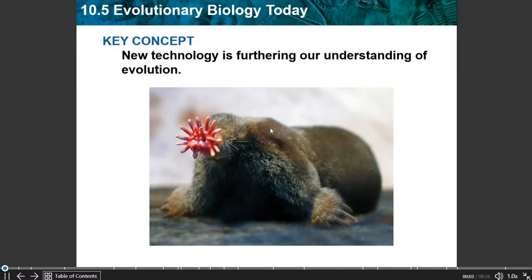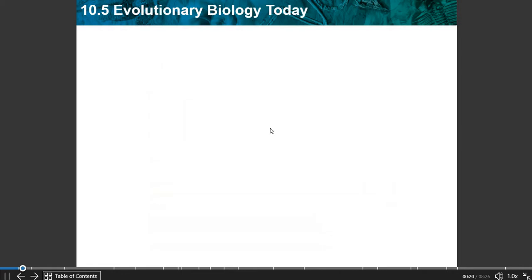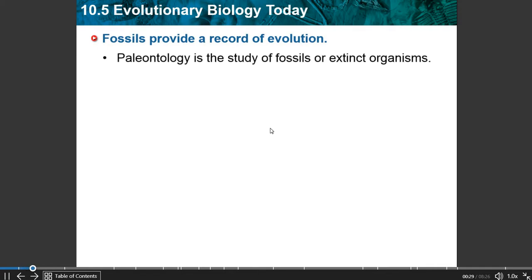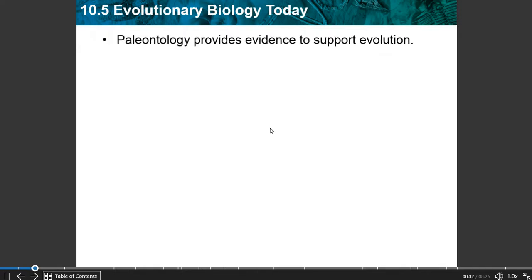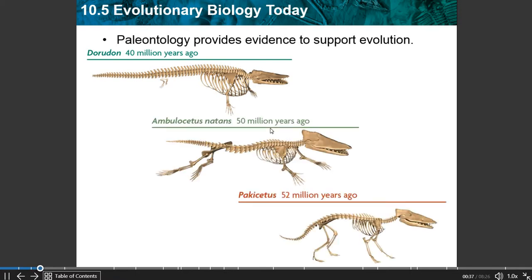Okay, in this last section that I've put together, they're all talking about fossil evidence and other types of evidence that you can find by looking at fossils and fossil records. So fossils provide a record of evolution. Paleontology is the study of fossils or extinct organisms. Paleontology provides evidence to support evolution.